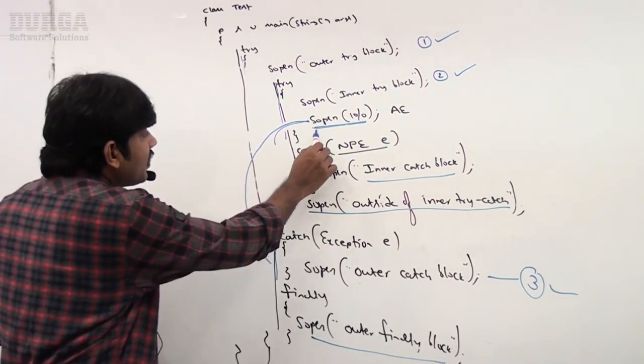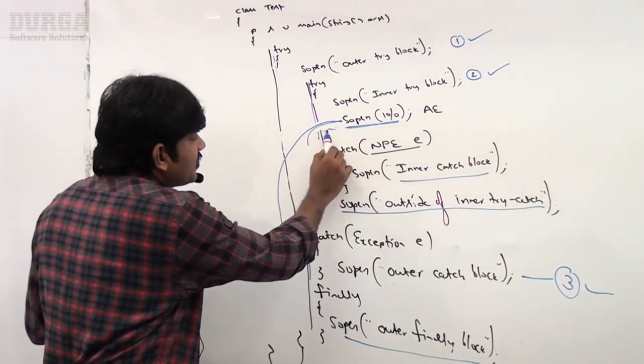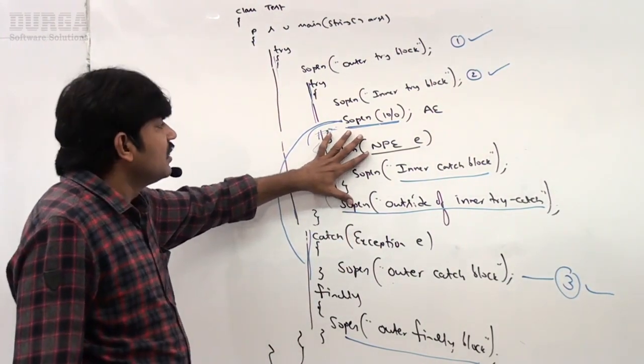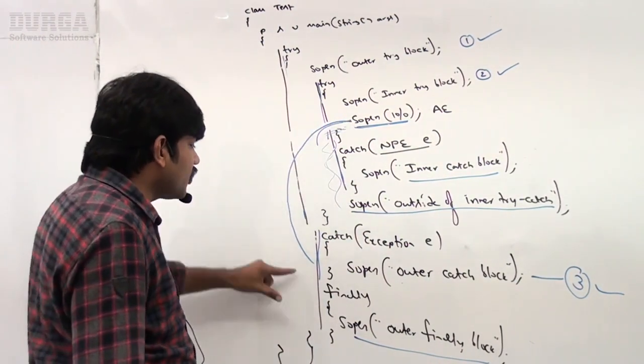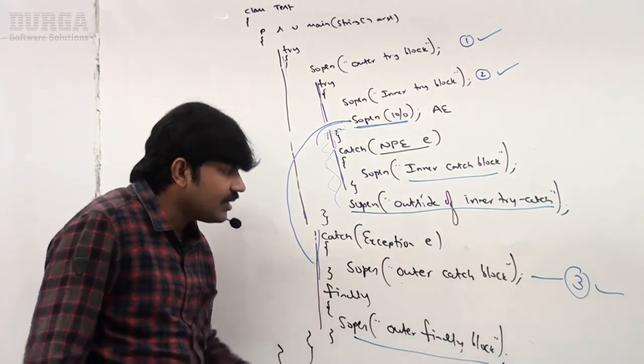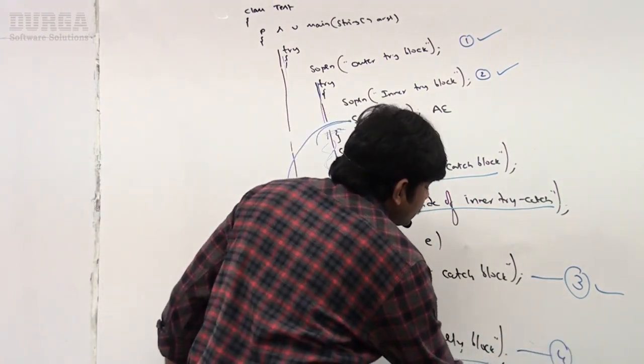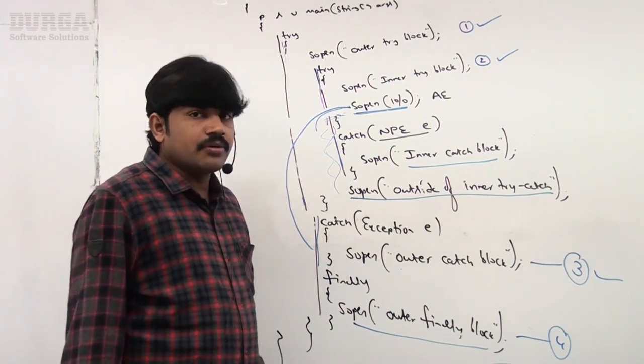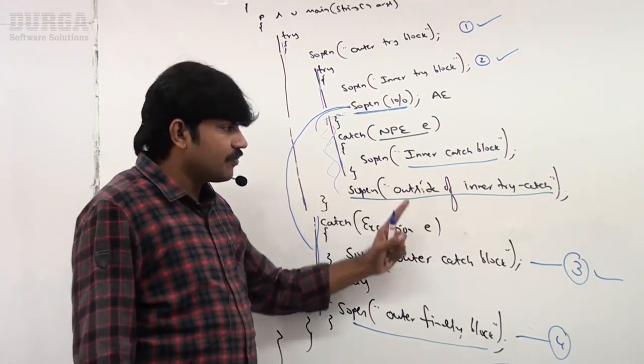Now the rest of the outer try block won't be executed, sir. Rest won't be executed, sir. Directly the control will jump to outer catch block and then outer finally block. This is the output you have to get. Just type this one, execute this, observe, then you will get much clarity, right?